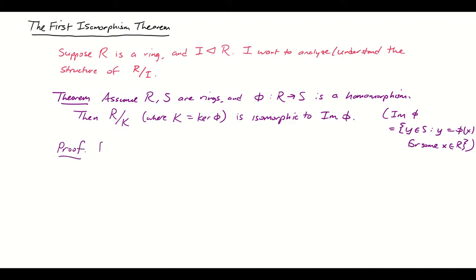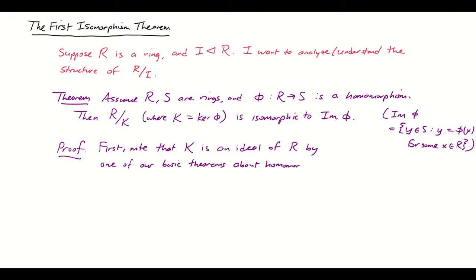So here's the proof. First of all, note that K is an ideal of R by one of our theorems from a previous video about homomorphisms. This is something that we checked. If we have a ring homomorphism, its kernel is an ideal of R. And the reason I'm taking care to point that out first, even before getting into showing that R mod K is isomorphic to anything, is that for us to be able to even talk about R mod K, we need K to be an ideal of R. So this establishes that.